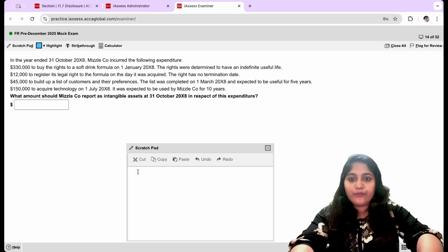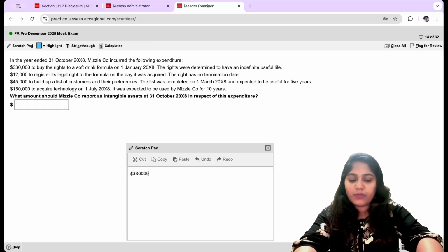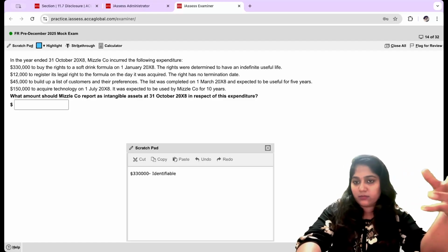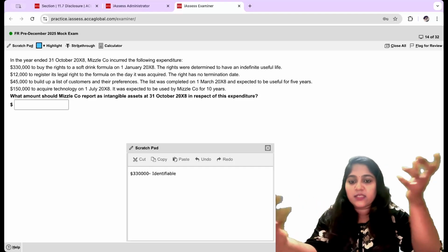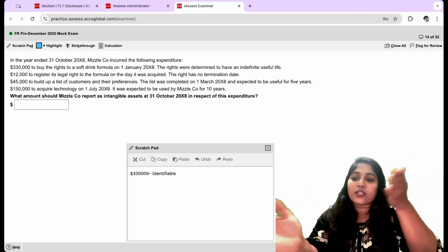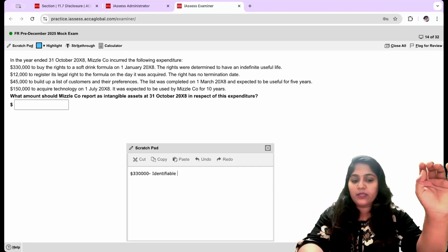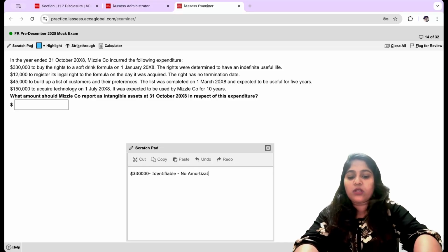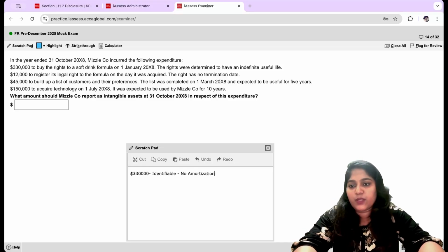So if you see on $330,000, I will still consider because it is identifiable. It is acquired through separate legal rights, because you bought the rights. It has happened through the contractual rights, so it is identifiable in nature. But no amortization because of what? Because of indefinite useful life.